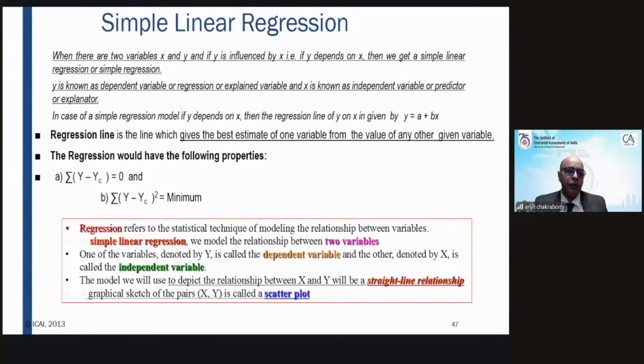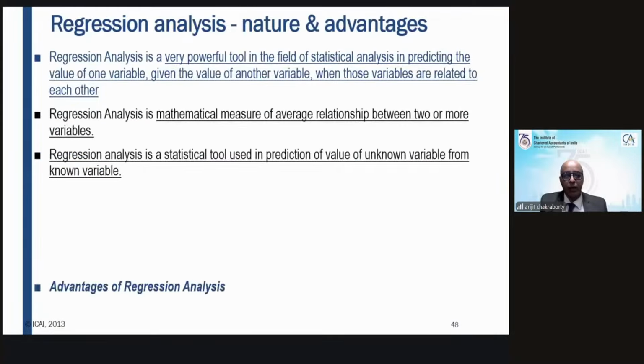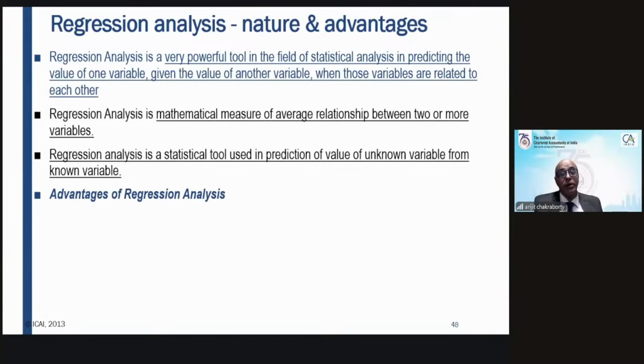And regression is a statistical technique to model the relation. It is used for predicting, estimating the value of the dependent variable, and x is usually the independent variable, y is the dependent variable. And if we plot a scatter graph, as we saw earlier, it will give rise to a scatter plot or a scatter graph. Regression is very powerful in statistical analysis. Why? Because it is linking one variable with the other and using the relation.